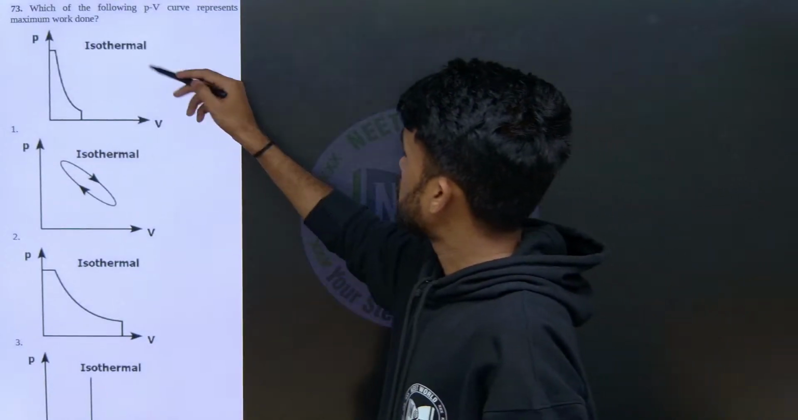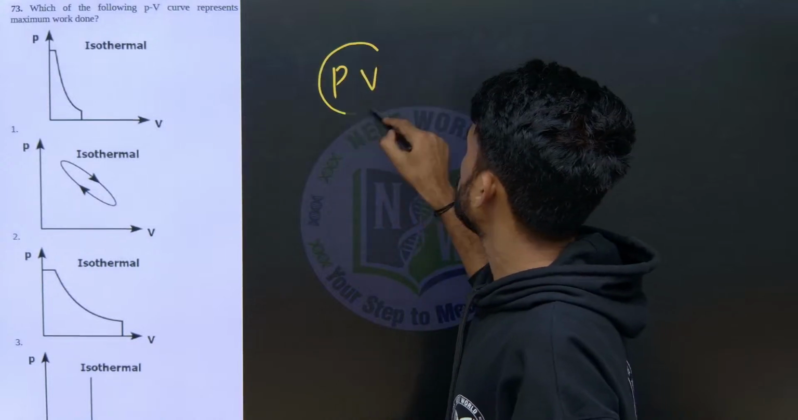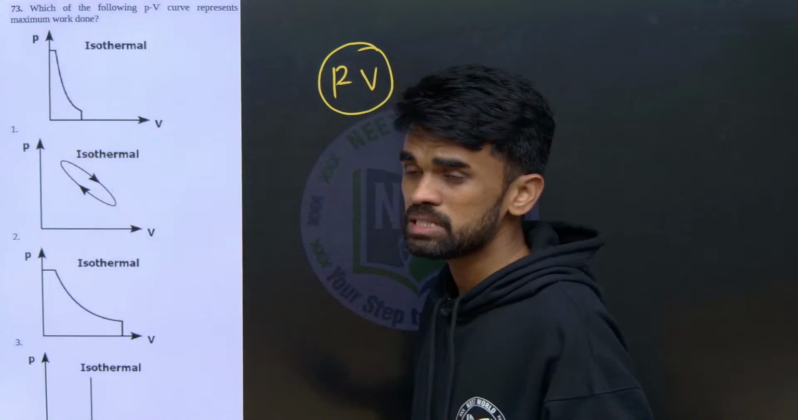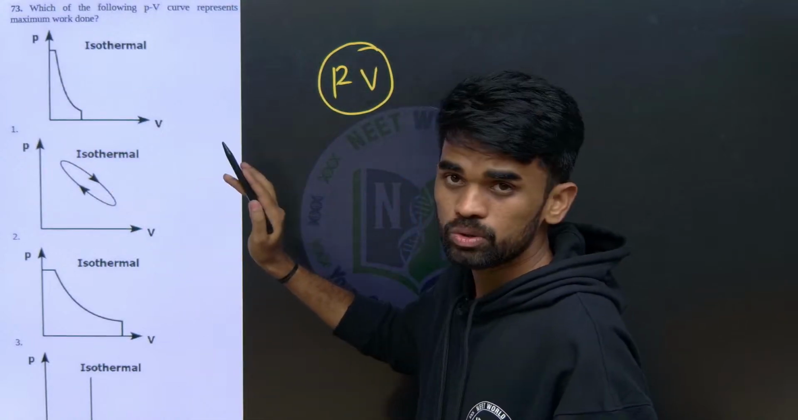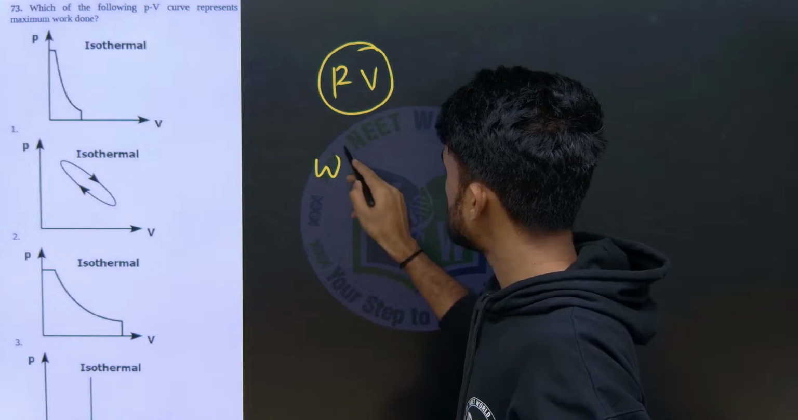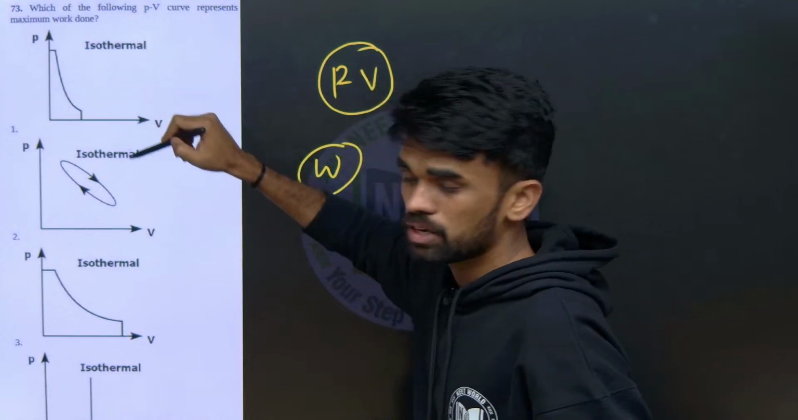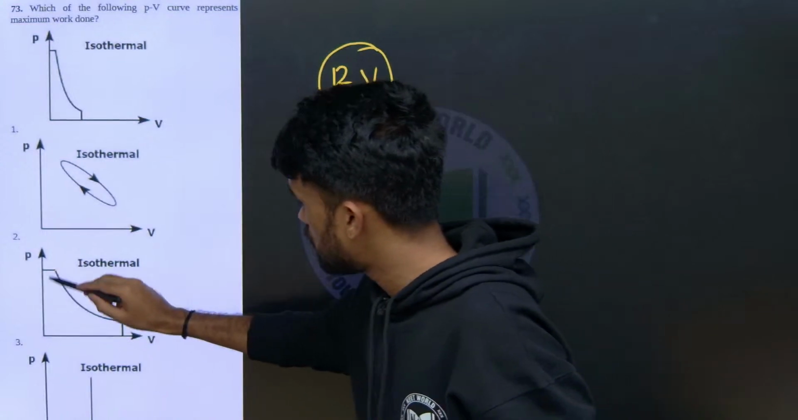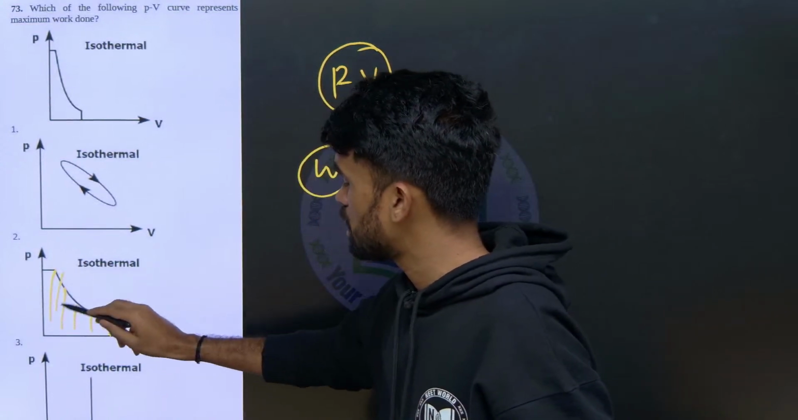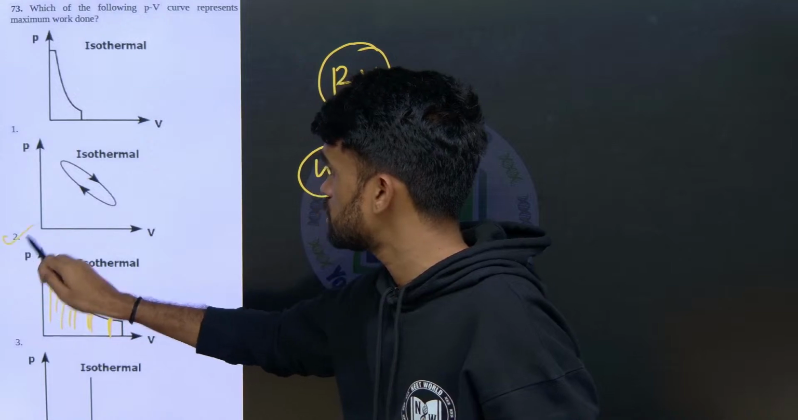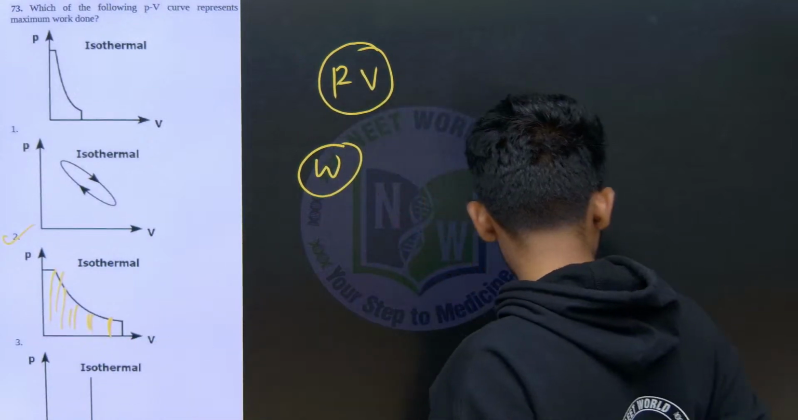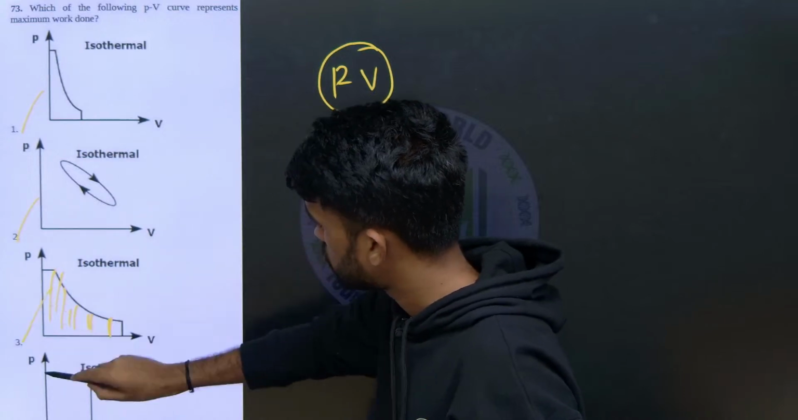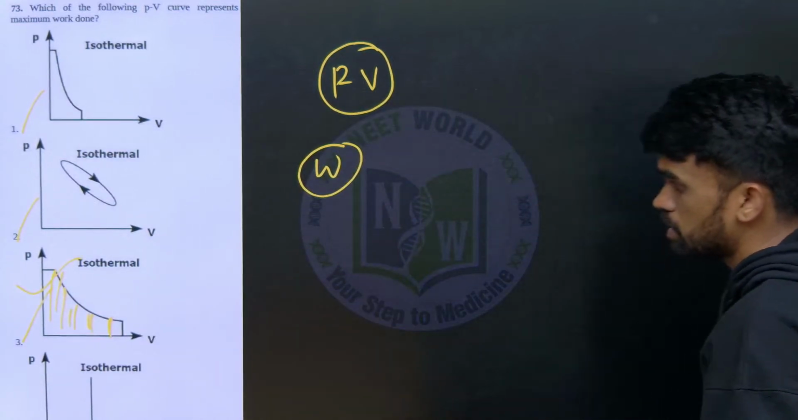Next, whenever we have PV curves, whether isothermal or adiabatic, whatever it is, to find the work done just check the area covered under the curve. The maximum area under the curve means the maximum work done. See here in this graph, the maximum area is covered in this third option. So this is the first one, second one, this is the third one. So this option is correct.